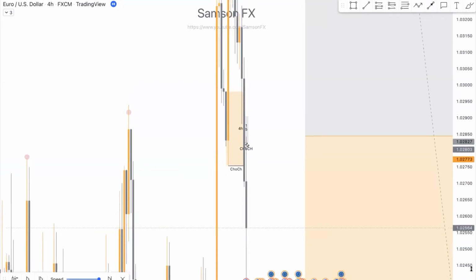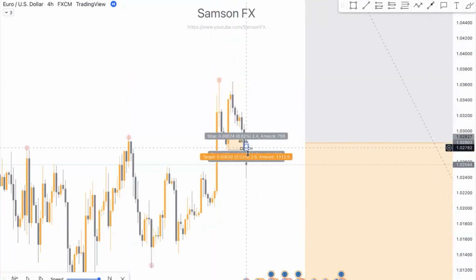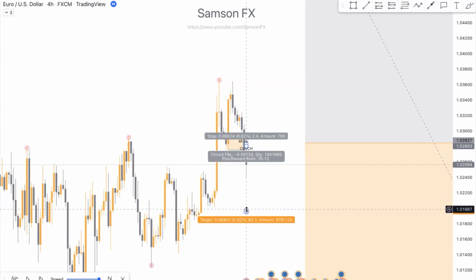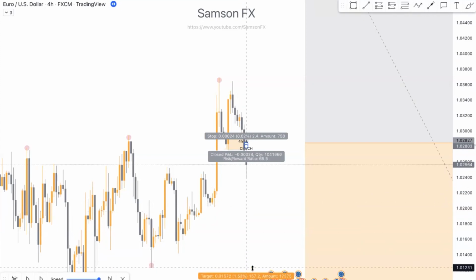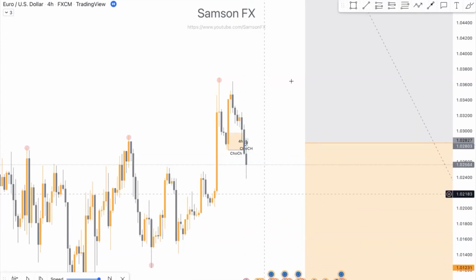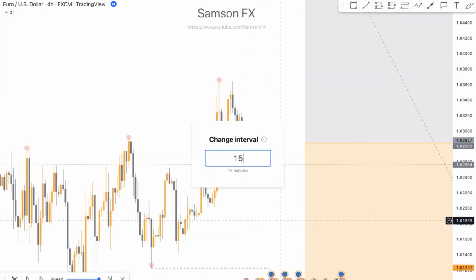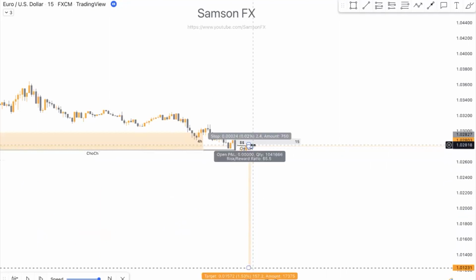So let's move back to the 4-hour, and let's just drag this out a little bit here. Okay, this was the last sort of low that we had. And this is our main target. Okay, so that is the last 4-hour low. Let's go ahead down to the 15-minute.